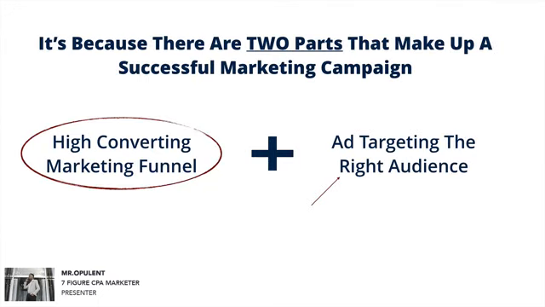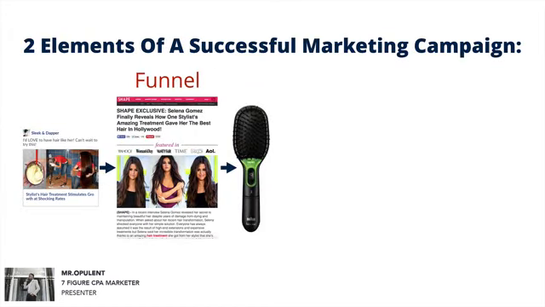It's because there are two parts that make up a successful marketing campaign. First of all, you need a high converting marketing funnel, but in addition to that, you need to make sure that you have an ad that targets the right audience, okay? And that's the second big key thing. So let's say, for example, that you have an offer to do with hairbrushes. Okay, you've got a good ad that you've swiped, you've got a good landing page that you've swiped, and you've got a good offer that's to do with hairbrushes.